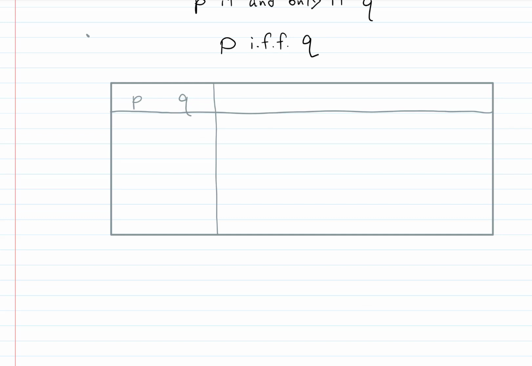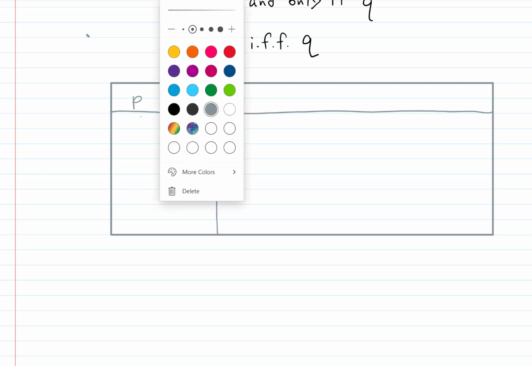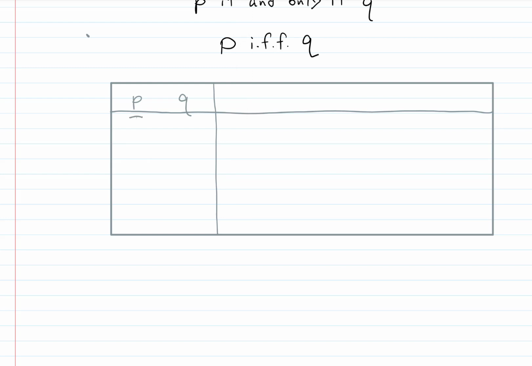Okay, there's our two variables, P and Q. Let's write down the possible combinations of truth and falsity for these. This should be starting to become second nature for you now. Oh, sorry, not 8. It's easier than that. There's only 4 possibilities, aren't there? 2 variables, 4 possibilities.